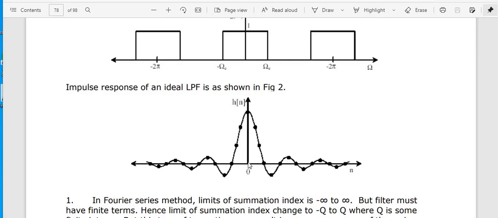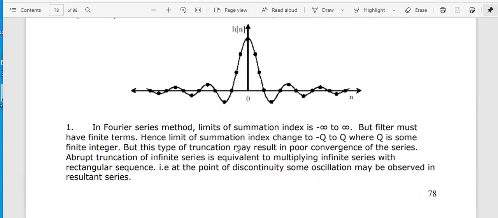I am using a low pass filter and I am using the impulse response of the ideal low pass filter. This is the impulse response graph of the ideal low pass filter. Clear? If you want to use the Fourier series method, the summation can be used from minus infinity to infinity, and by truncating the index value it can be changed from minus Q to Q, and the oscillation will be observed from there. As you can see now, starting from minus infinity to infinity it is oscillating, and this response is h of n. If you want to realize the filter, it must be finite, right? That's why a finite response is there. These are negligible because we cannot see any information in the side lobes. Only the main lobe produces the information.